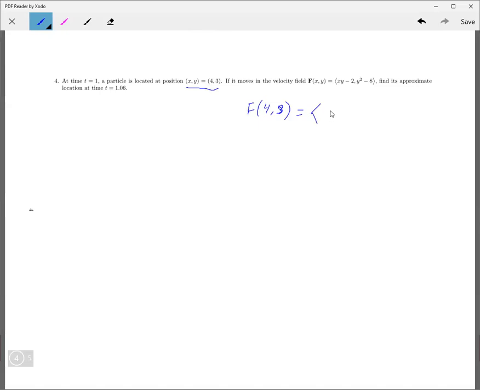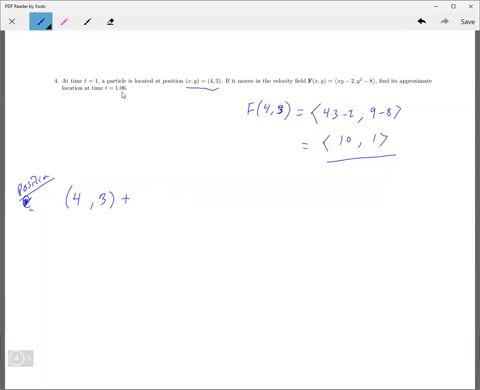Okay, so that's x times y, so that's 4 times 3 minus 2, and then y squared minus x, so that's 9 minus 8. So that is 10, 1. That's your velocity at that point. This is the direction it's headed. So it's currently located at 4,3.